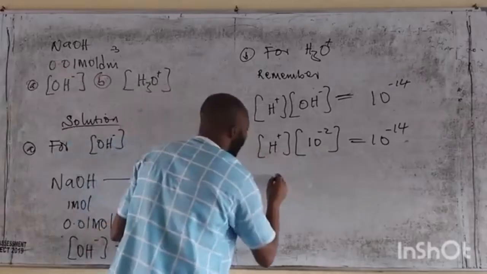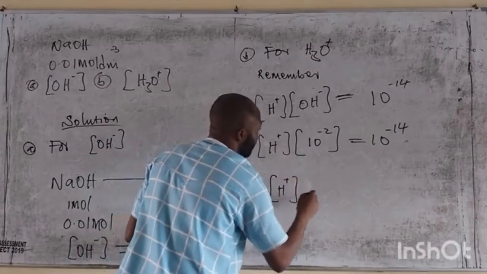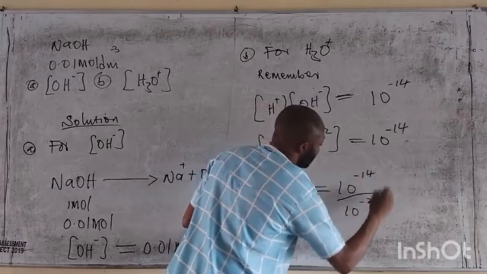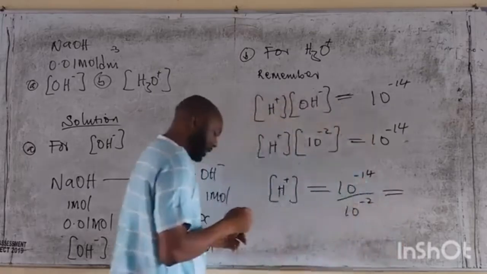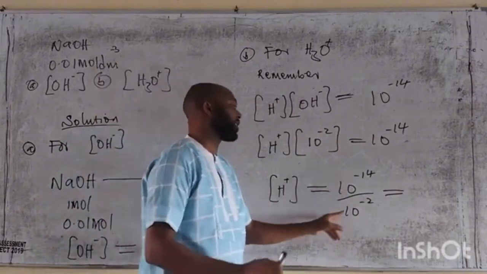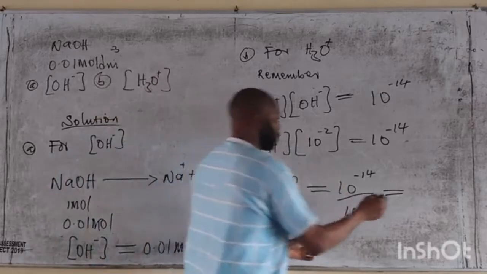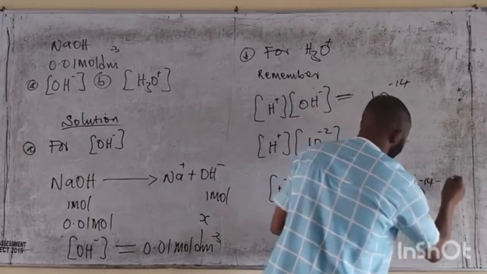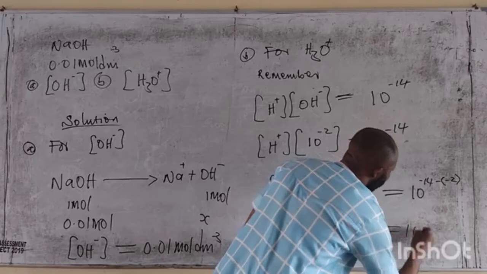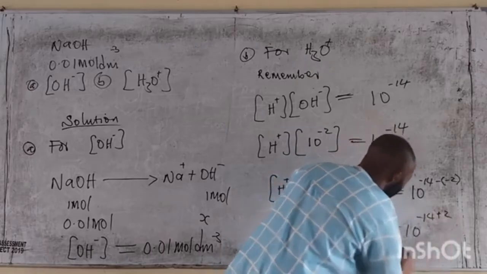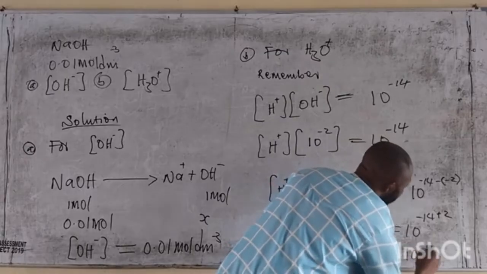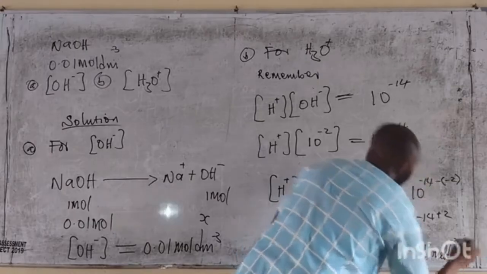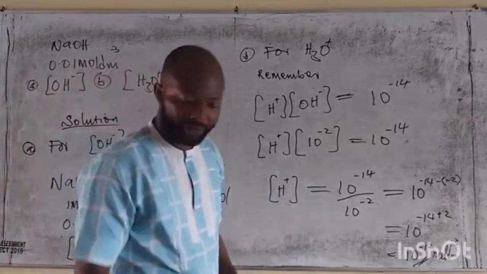So looking for this now, my hydrogen ion or hydronium ion concentration is equal to 10 raised to the minus 14 over 10 raised to the minus 2. And this is equal to, in indices we've been told that when numbers with equal bases are divided, their powers are subtracted. That is mathematics. So I now have 10 raised to the power minus 14 minus, this is subtracted, minus 2. So this is equal to 10 raised to the power minus 14 plus 2, which is equal to 10 raised to the power minus 12 mole per dm cube. Okay, so now we have that.